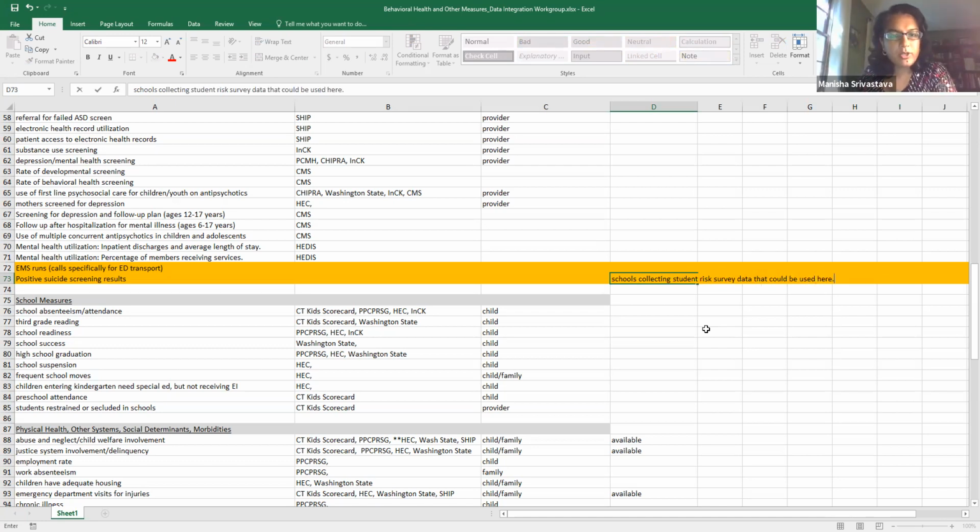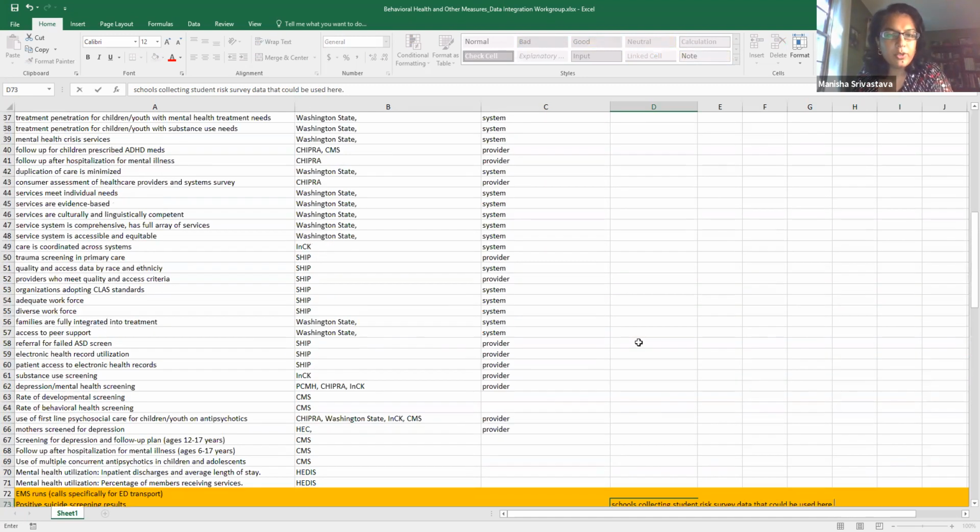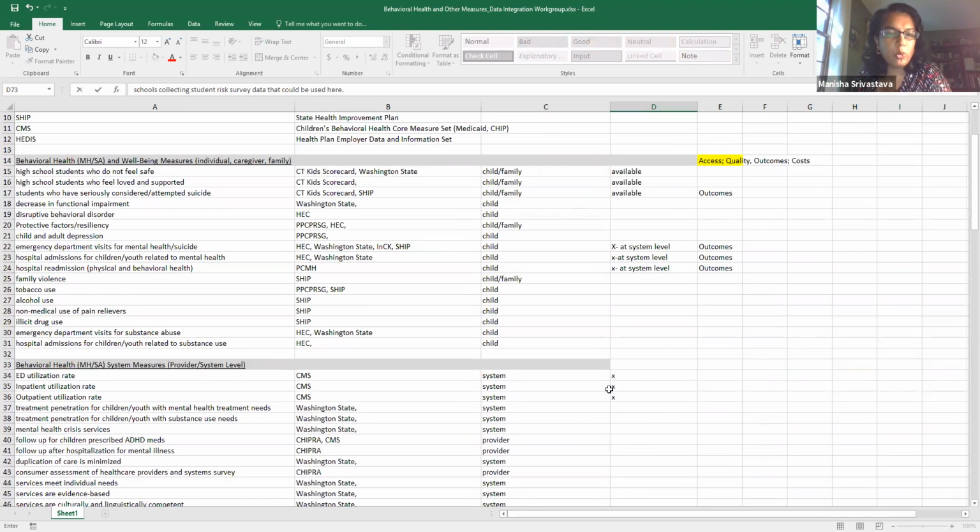Can I ask a quick question on the first two points here? Students who do not feel safe and who do not feel loved and supported. Should there be questions about who feel that they would be better served with access to these types of services? And have they had trouble accessing services? I'm unfamiliar with this work, I freely admit that. Yeah, I think those are measures that are collected as part of the Connecticut Kids Scorecard. I wish I could tell you, and if somebody knows the answer, please jump in.